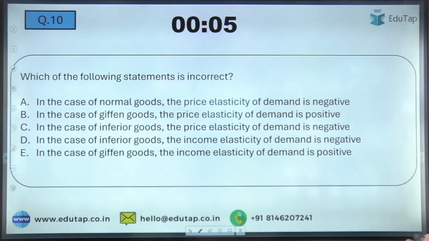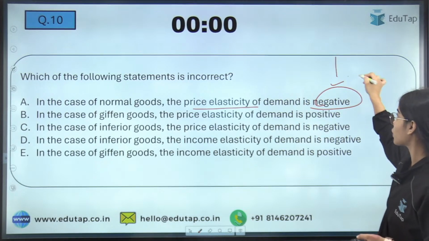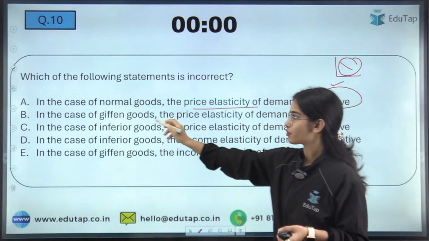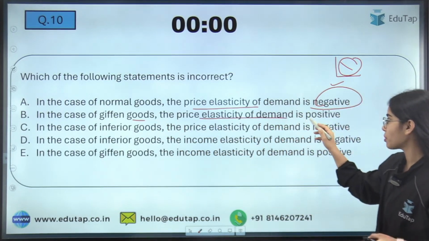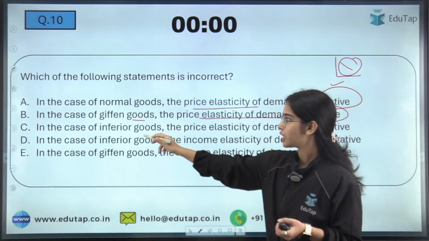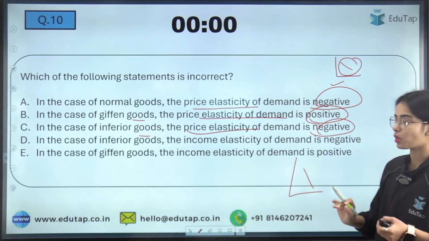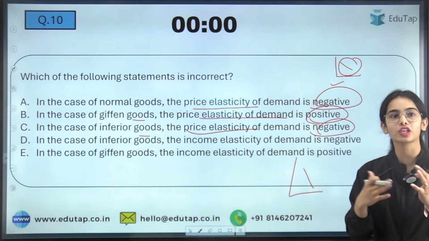So in case of normal goods, the price elasticity of demand is negative. That is correct. In case of normal goods, there is a negative relationship between price and demand. In case of Giffen goods, there is a positive relationship between price and demand, so price elasticity of demand must be positive. In case of inferior good, the price elasticity of demand is negative, because in case of inferior good also, the price and quantity relationship is negative or inverse.